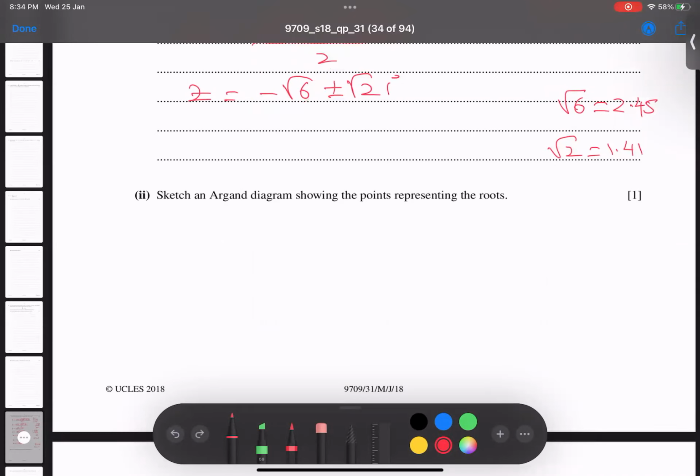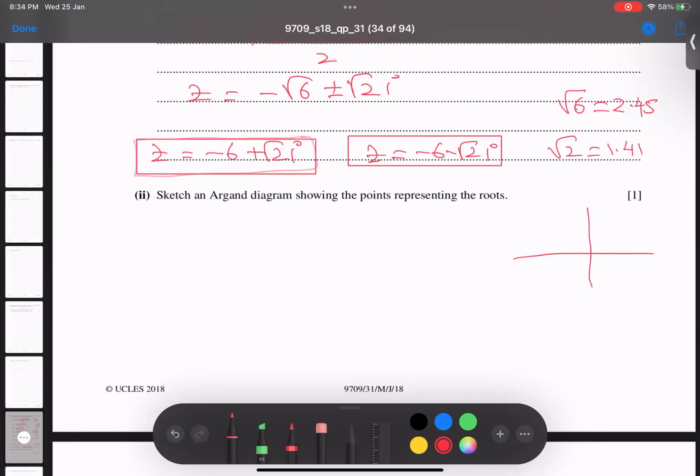Let's see how we can sketch it. First of all, a rough idea. X is negative, so I'll go to the left side, because the right side is positive and the left side is negative. One part is clear. Or I can split it first. The first root I'm getting here is negative root 6 plus root 2 iota. The second complex root is negative root 6 minus root 2 iota. So you can understand that we got 2 roots.